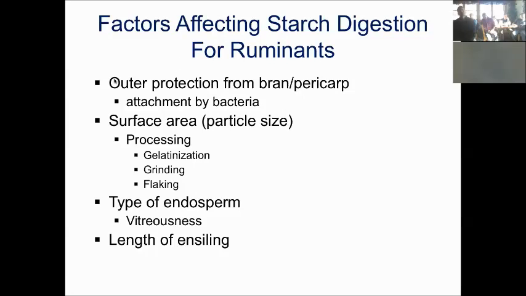Once that has happened, however, the next limiting factor is probably surface area or particle size. And so things like gelatinization, which causes expansion of the starch, grinding, steam flaking, all these types of things obviously will increase surface area for bacterial and enzymatic attachment. And then the type of endosperm or the vitreousness can also affect the availability of starch, as can the length of ensiling. And we'll talk about each of these in a second.